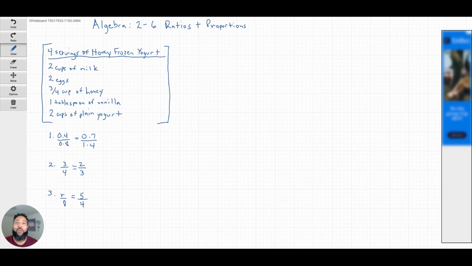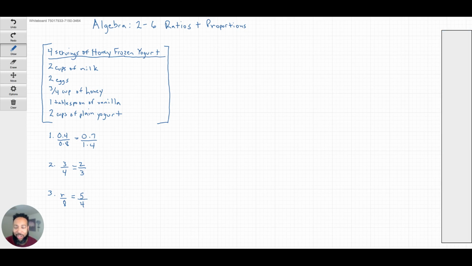Ladies and gentlemen, what does it mean in algebra when you compare numbers? What are they talking about? In this video, I'm going to show you how to look at ratios and proportions. What are ratios and proportions? And I'm going to give you a real life example in order for you to understand. So let's get started.